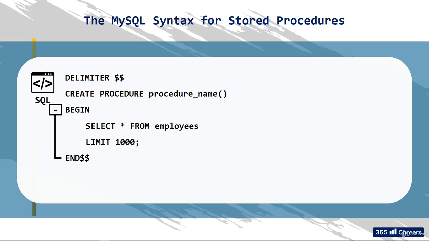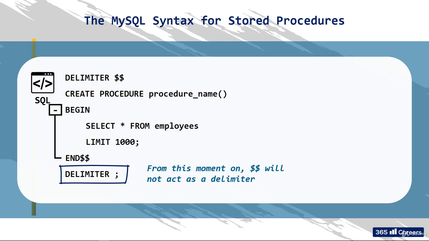Finally, do not forget to reset the delimiter to the classical semicolon symbol. If you forget to do that, you risk making the opposite mistake, not run any of the code succeeding the line where you are calling the procedure. And from this moment on, the double dollar sign will not act as a delimiter. Once again, the semicolon will have this role.